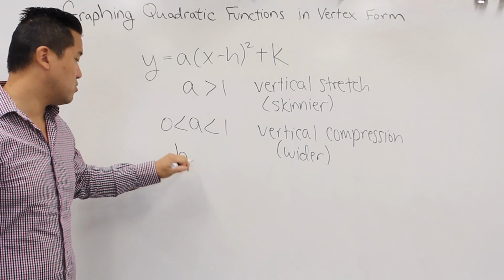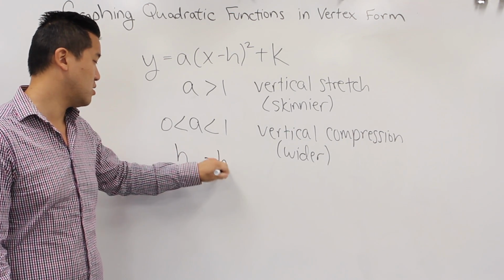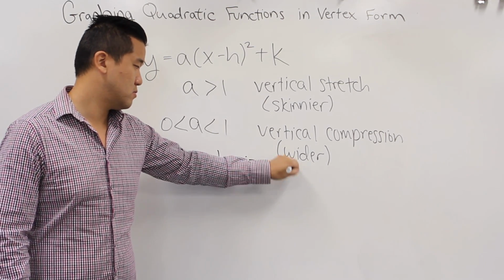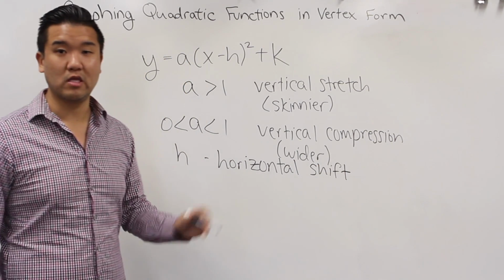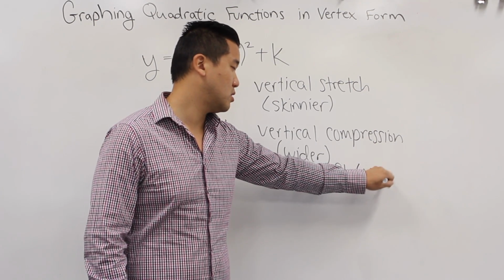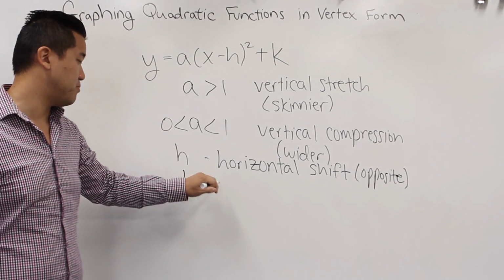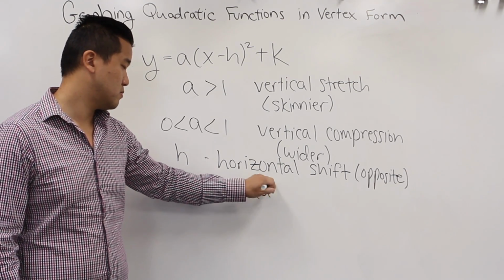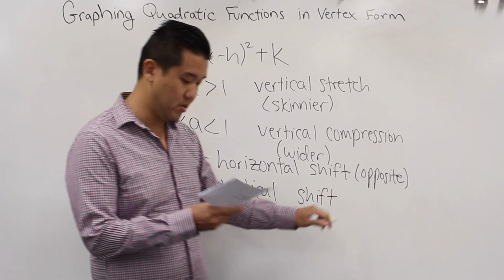The h value represents horizontal, so this is actually going to be a horizontal shift. Left and right, I'm going to write opposite, because we're going to have to use opposite. We'll talk about that later when we do an example. And the k value is going to represent your vertical shift. It's going to be up and down.